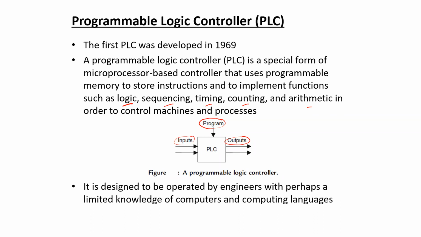Now, the last point which is mentioned over here, that it is designed to be operated by engineers with perhaps a limited knowledge of computers and computing languages. So back then when the PLC was developed, you know that during that time the microprocessor was also just evolving. So programming a microprocessor was a difficult task to do, because that required special skills, because programming in terms of machine language or assembly language, these things were not that much easy to do, programming complex control systems.